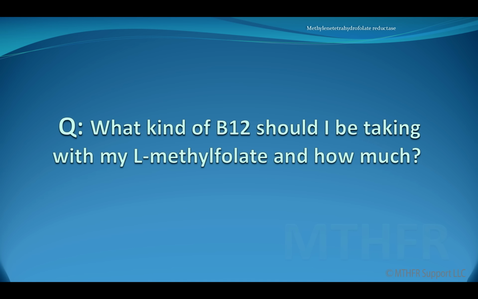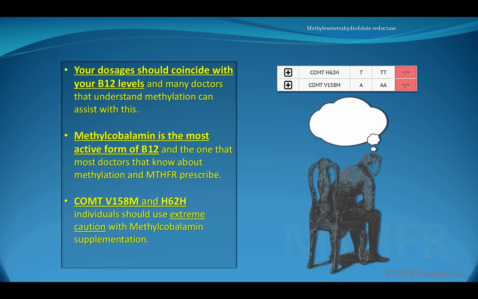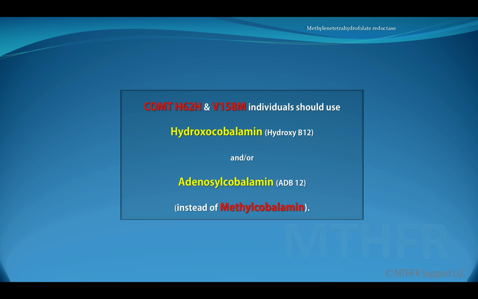What kind of B12 should I be taking with my L-methylfolate and how much? Your dosages should coincide with your B12 levels, and many doctors that understand methylation can assist with this. Methylcobalamin is the most active form of B12 and the one that most doctors that know about methylation and MTHFR prescribe, but it is not a good idea for people with COMT V158M and H62H compromised. Individuals with these COMT genes usually need hydroxy and/or adenosyl B12. Methylcobalamin can do more oxidative damage to people with COMT compromised.